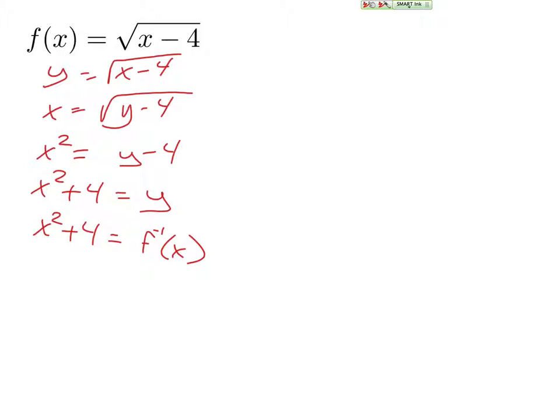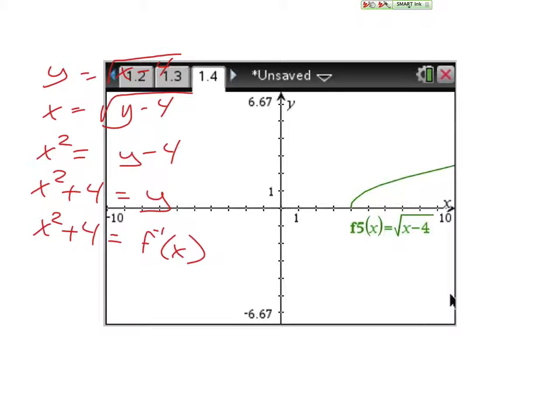Now, let's go back to the graph of the square root of x minus 4. What did we say it is? Half a parabola. So what should the inverse end up being? It should also be half a parabola. But let's go back and talk about how a function is related to its inverse. The x and y values are switched, but what else is switched? Domain and range are switched, right? So the range of the original function turns into the domain of my new function.